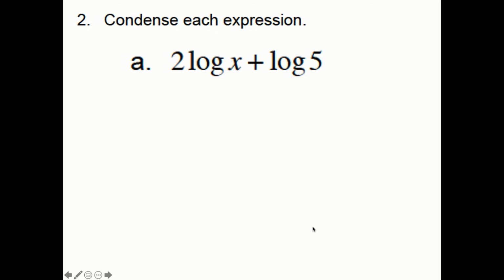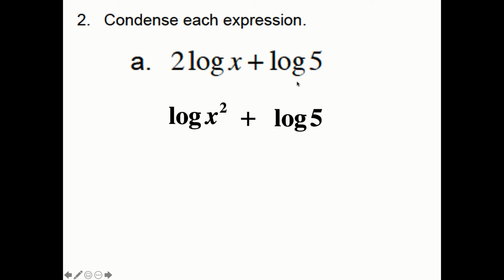All right, for number 2, we're going to go backwards where we condense each expression. So this will become written with a single log term without a plus or minus and without this 2 in front. So we're going to move this back to be the exponent of this term. So this would be written as log of x squared.